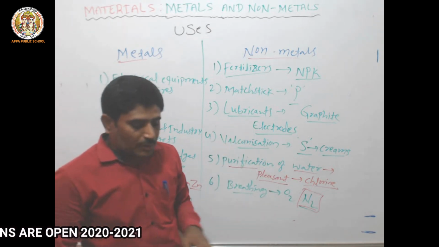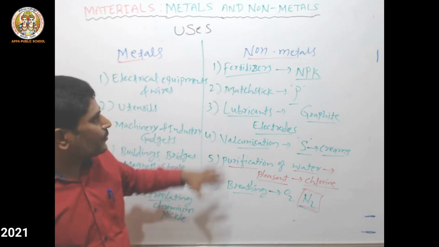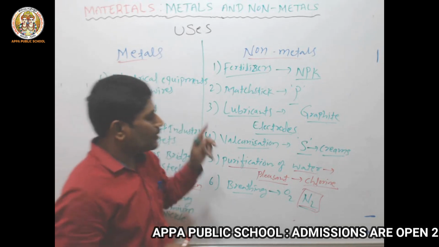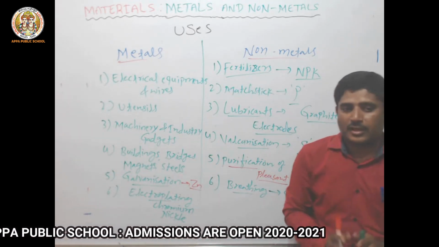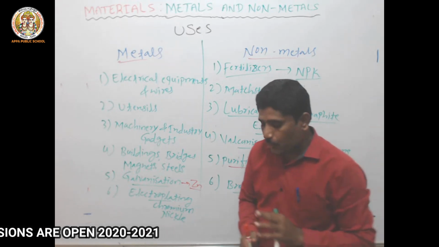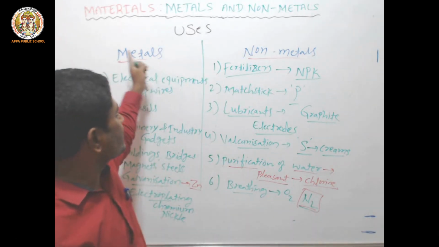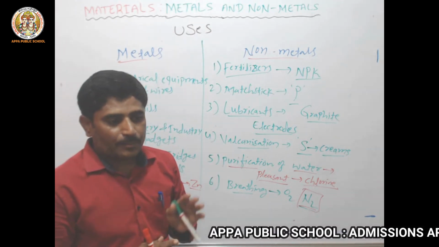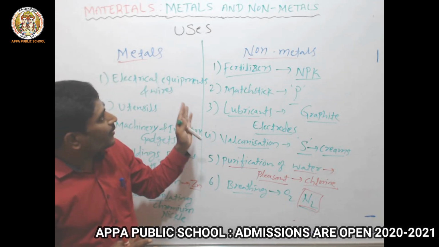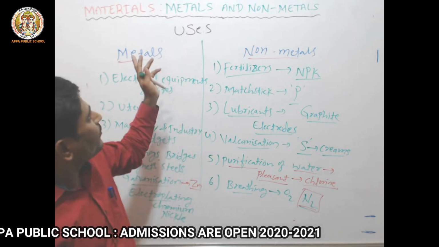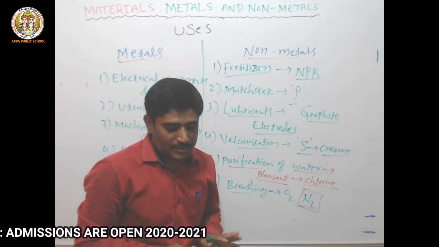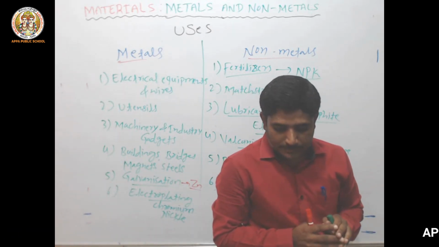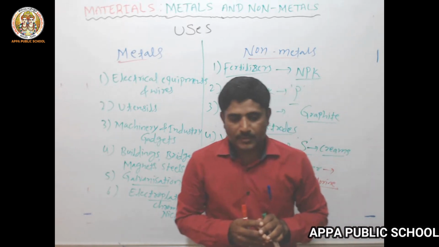Isn't it? Yes. So like this, so many uses are there still. But it's enough. You have to focus on these uses of metals and non-metals. Hope the point is clear. Yes, my dear friends. By this we have completed the chapter Materials: Metals and Non-metals. I hope you understood the chapter and everything is clear, isn't it? Yes, we are going to wind up here only today. Yes, it is completed.